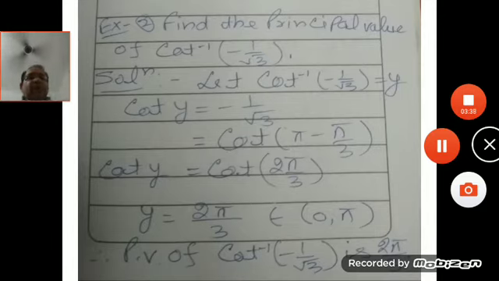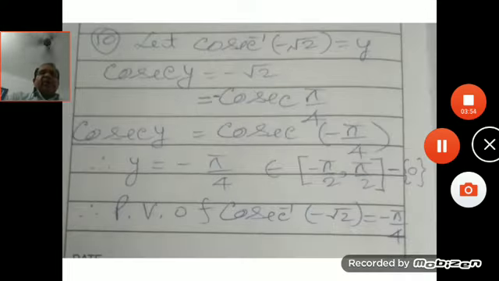The interval where cot inverse belongs is the open interval 0 to pi, and 2 pi by 3 belongs to this interval. So in this way, the principal value of cot inverse minus 1 upon square root 3 is 2 pi by 3. Now we can take the next one, cosec inverse minus square root 2.